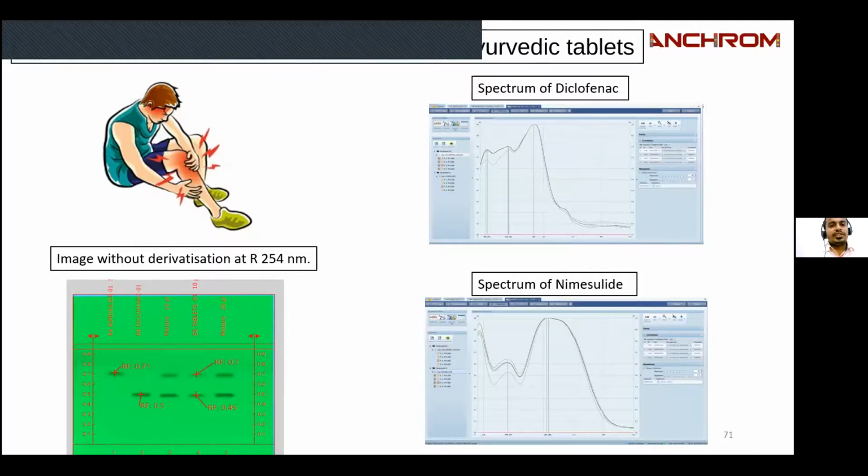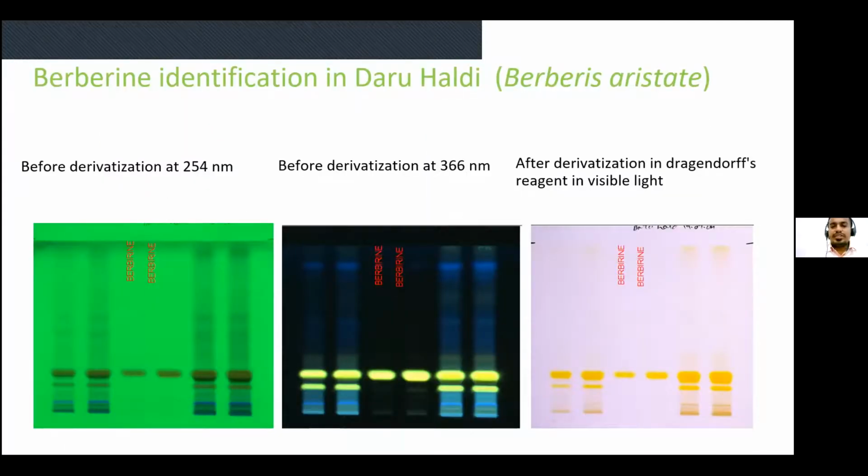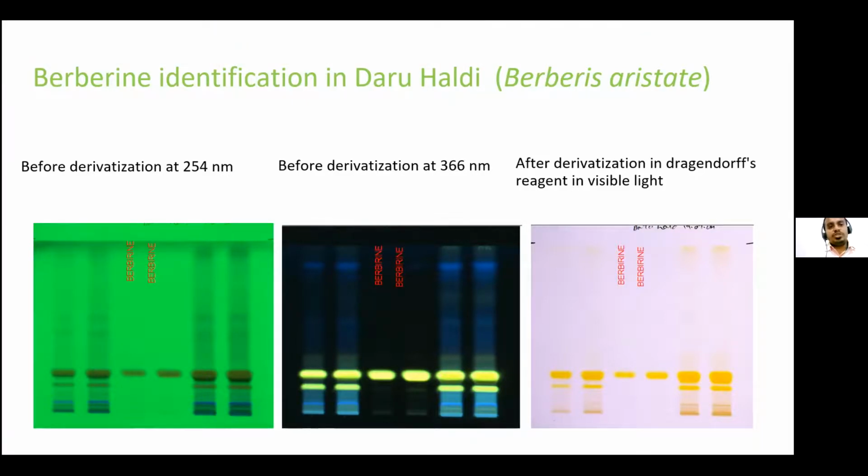Berberin identification in Daruhaldi. These are applications for those samples which have a botanical source. This type of application can be used in nutraceuticals. So here you can see berberin is identified in Daruhaldi. These are two different vendors.